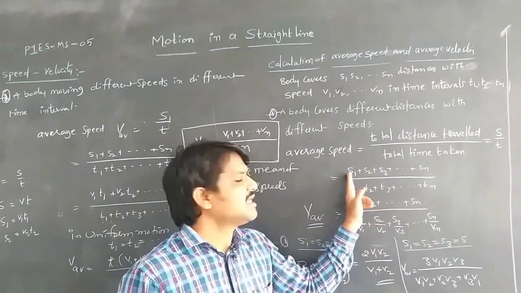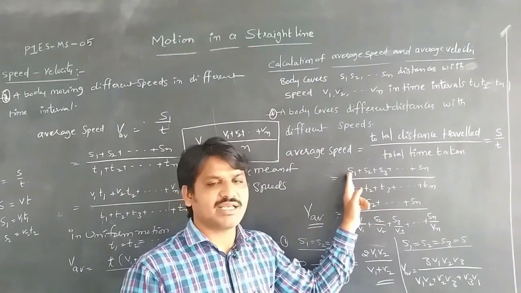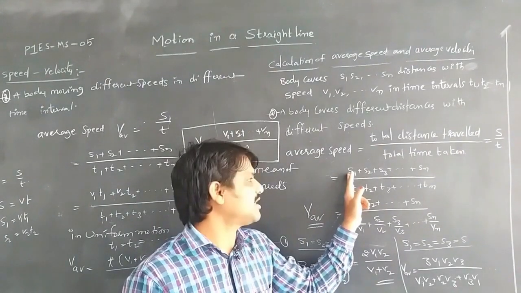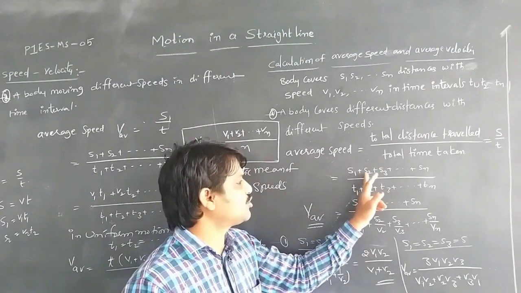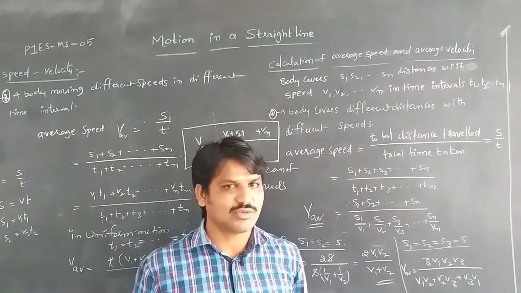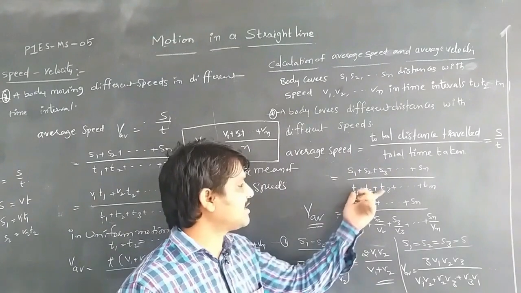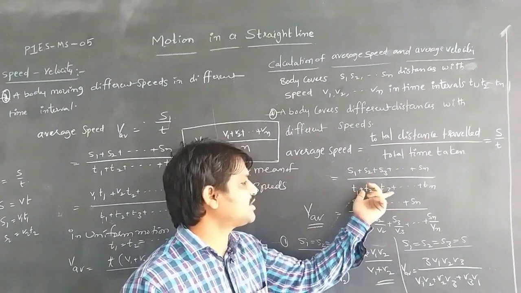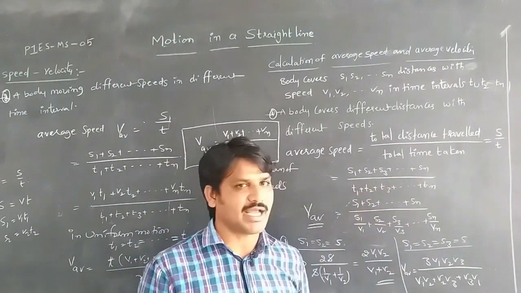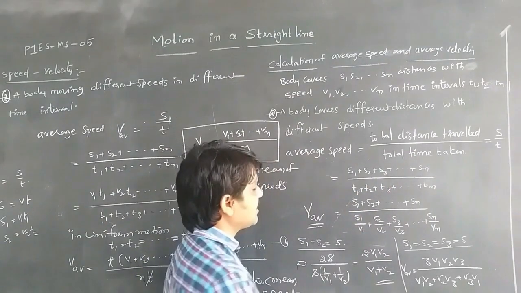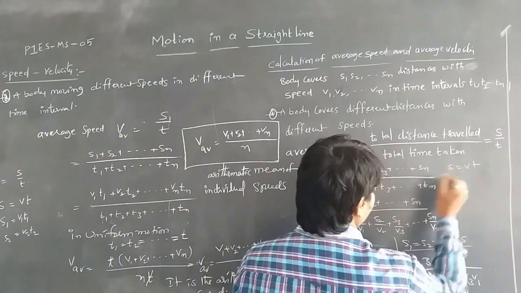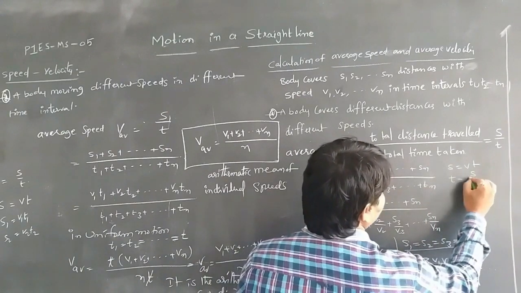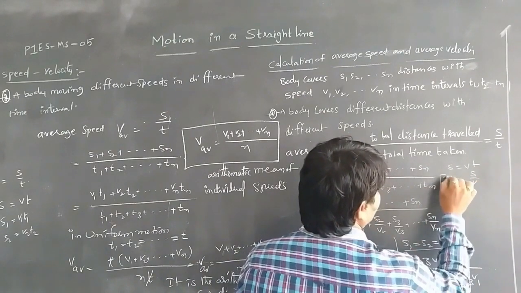So the distances we are taking are S1, S2, S3. We sum S is equal to S1 plus S2 plus S3 up to Sn, which is the total distance travelled by the body, and the time taken by the body is T1 plus T2 plus T3 up to Tn. But from the relation S is equal to Vt, we know that T is equal to S by V.